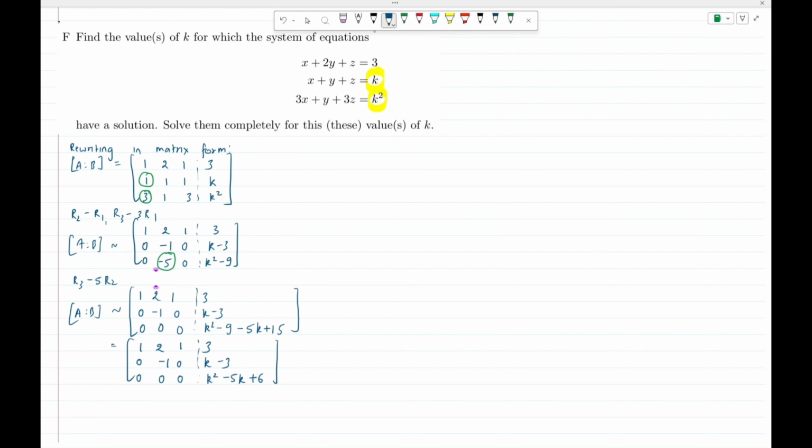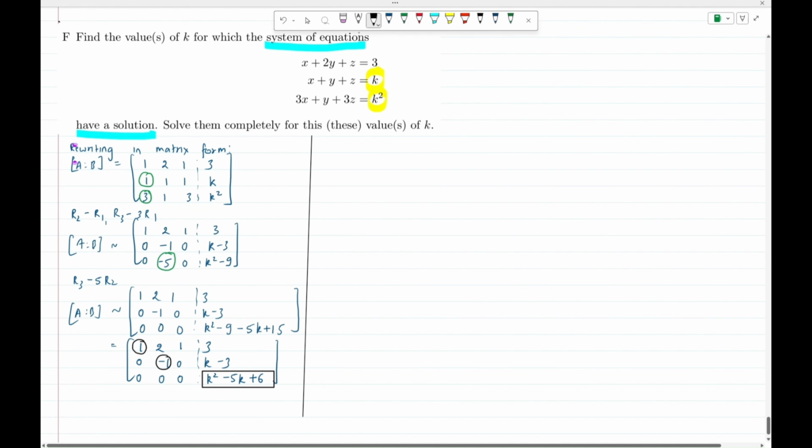Now you can see that we have reached a row echelon form. So we have got the pivot elements to be 1, -1, and depending on the value of k, this could also be a pivot element. So for the next part, we'll be having a check on the question. The question says that the given system of equations has a solution. So we have to assume that this system is solvable. That means it is consistent. And based on that assumption, we can say that the ranks of A and A augmented B must be same.